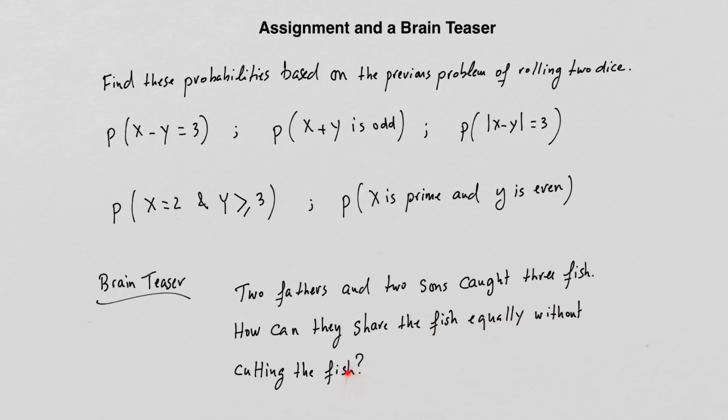without cutting the fish. In other words, you cannot take a fish and cut it in 3 parts or a half or something. You have to keep the fish intact. You cannot cut the fish. How could 2 fathers and 2 sons share 3 fish equally without cutting the fish? So that is your brain teaser.